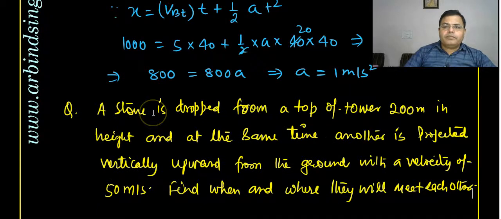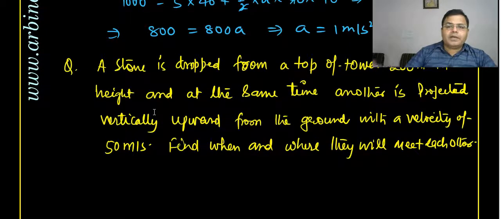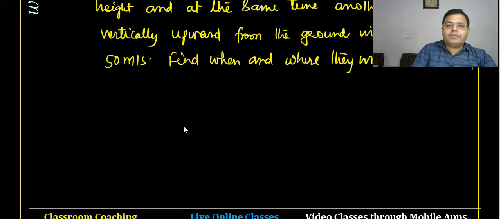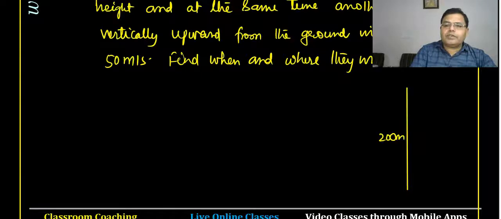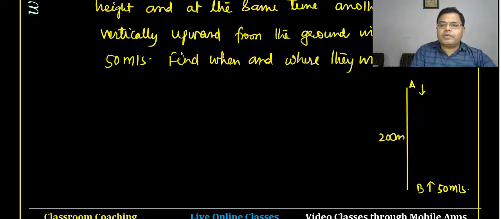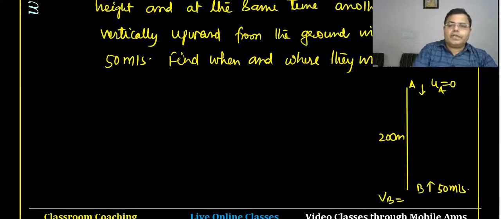So a stone is dropped from a height of 200 meter. Let us discuss this question. This is 200 meter height, and a stone is dropped from here, point A. And B is thrown vertically upward with a speed of 50 meter per second. A stone is dropped, drop means initial velocity is 0. Initial velocity of A is 0, whereas initial velocity of B, UB, is 50 meter per second.